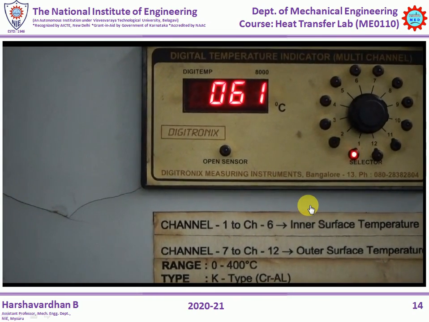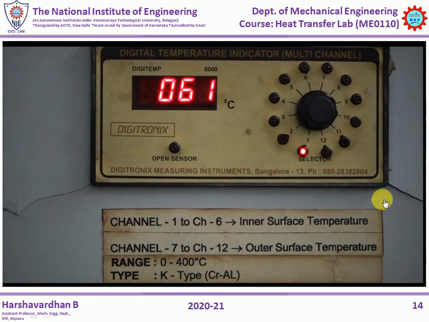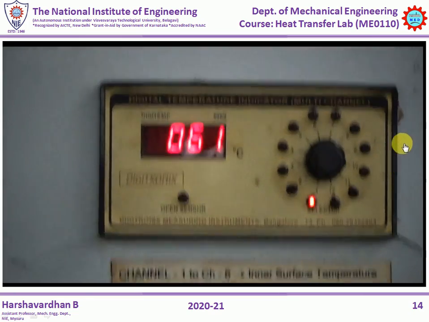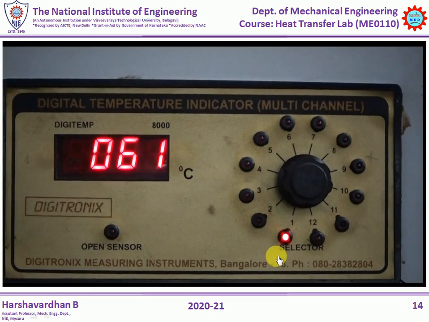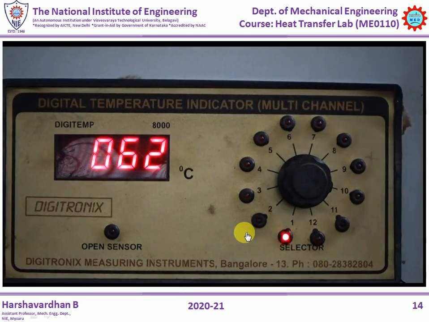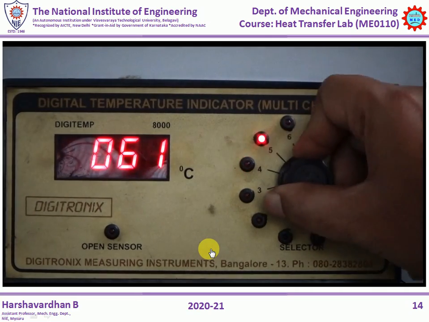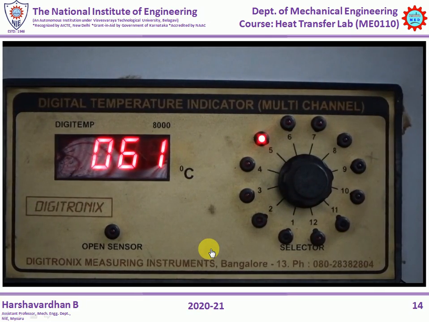You can go for checking the thermocouple 2 reading now by turning the temperature indicator knob. The temperature indicator knob will be turned in the clockwise direction, and we can go for checking the T2 temperature, then T3, then T4, then T5. So it is showing that the first 6 thermocouples are showing a temperature of around 60 degrees centigrade, which corresponds to the surface temperature of the inner sphere.